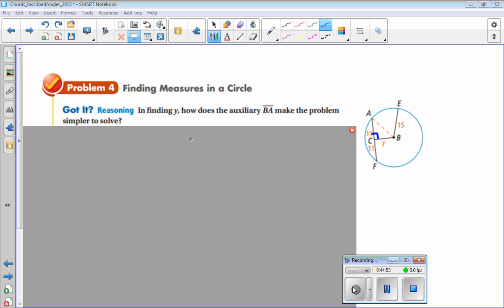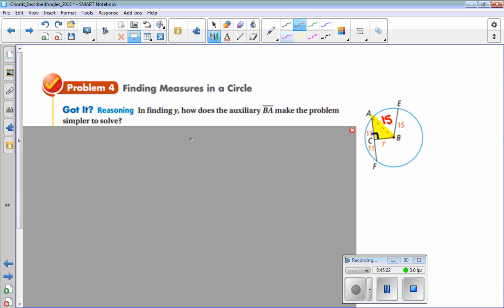I will tell you that with circles, you will use right triangles a lot. They show up everywhere. Here's an example of that. This triangle right here is a right triangle, and we're going to use what we know about right triangles. What's the length of the dotted line? Because it's also a radius, so I know that it's 15 as well.